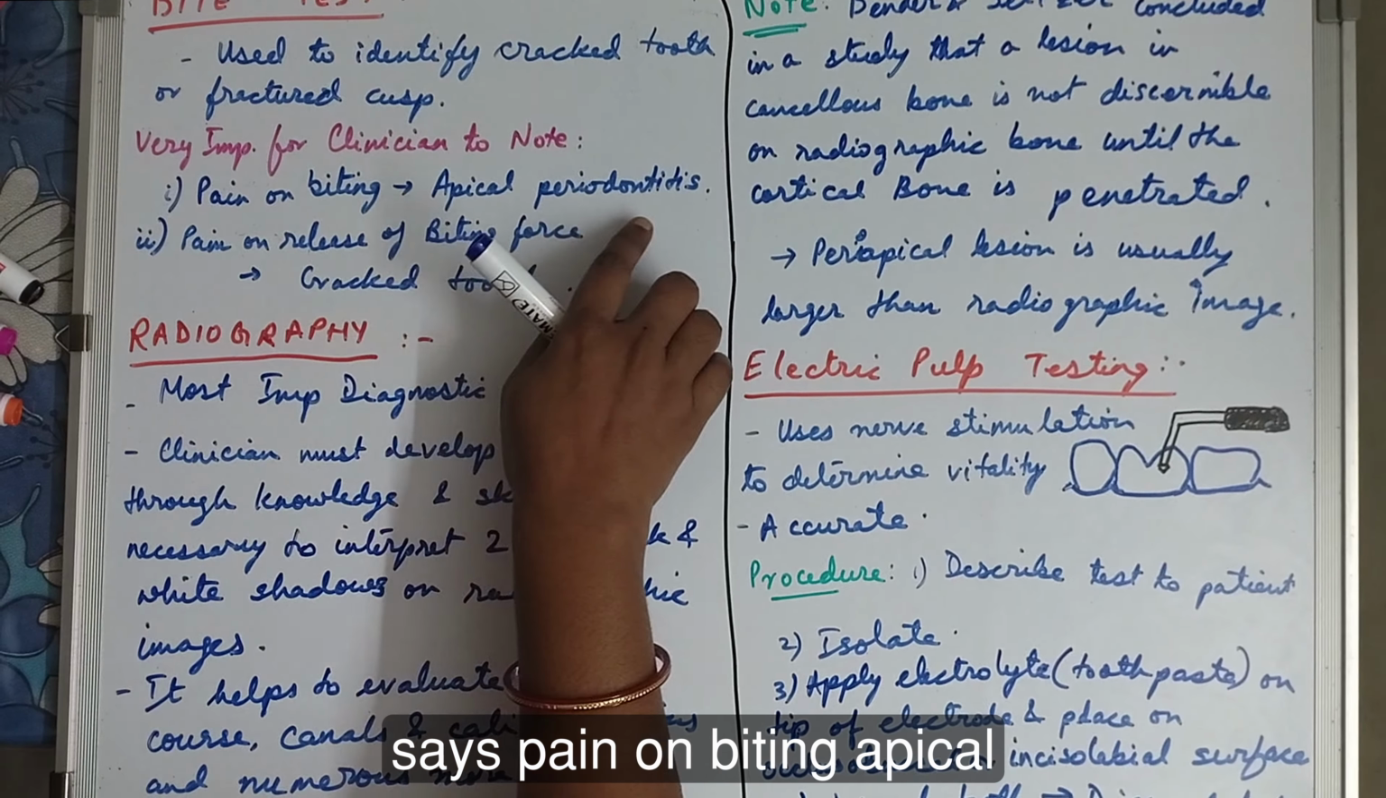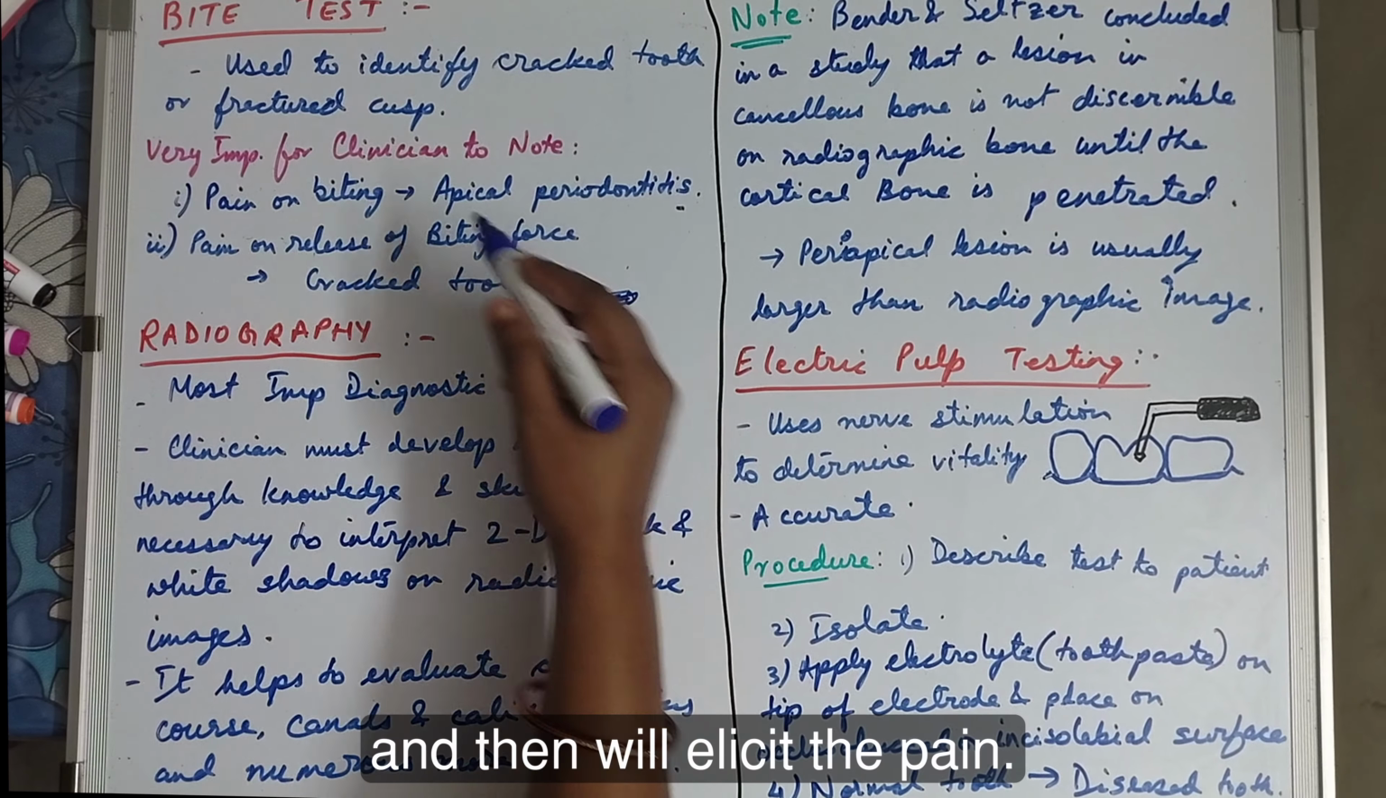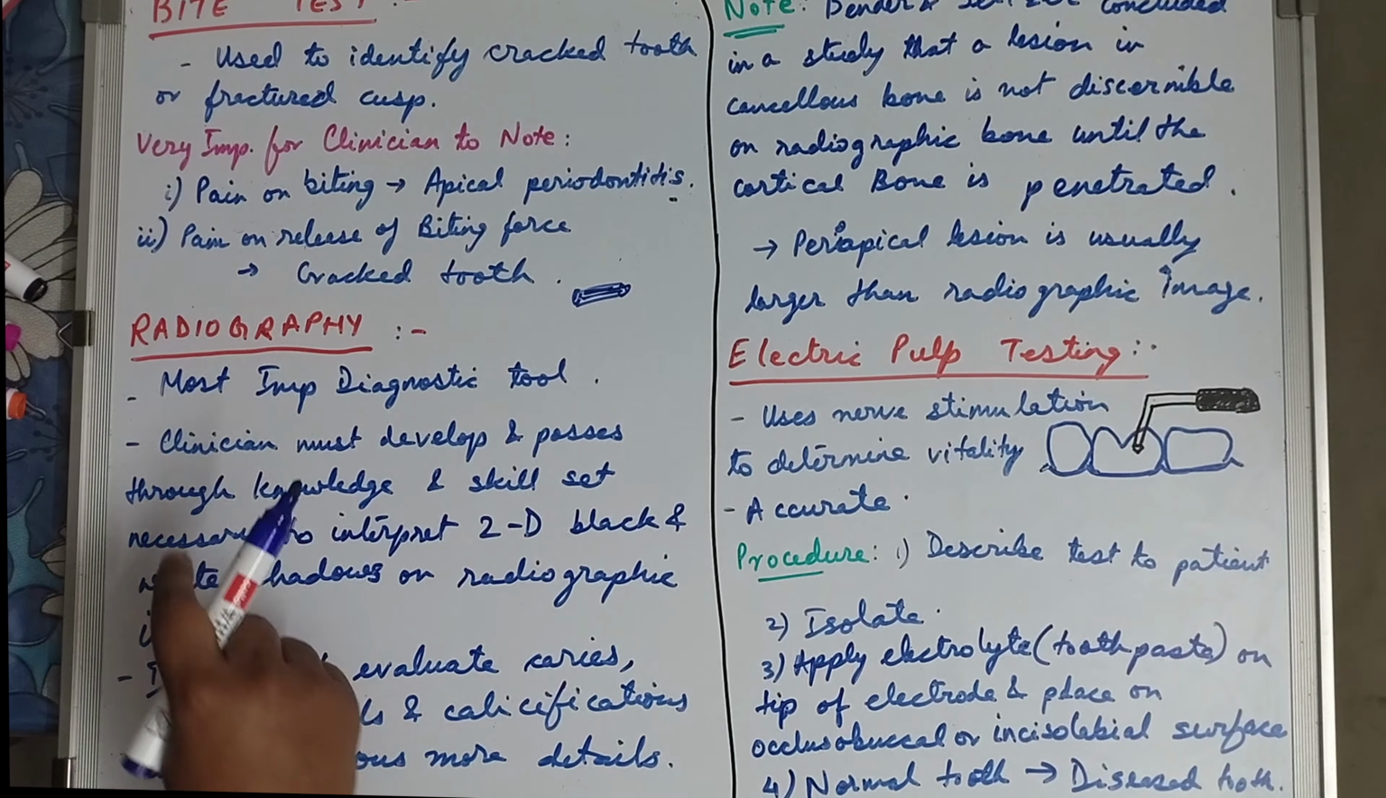And if the patient says pain on release of the biting force, it has to be diagnosed to be a cracked tooth. Generally, in clinical practice, we can use a cotton roll in between the teeth and ask the patient to bite, and then we elicit the test.